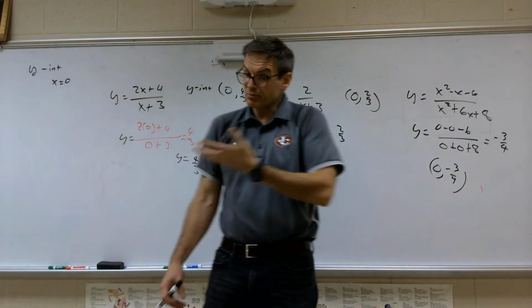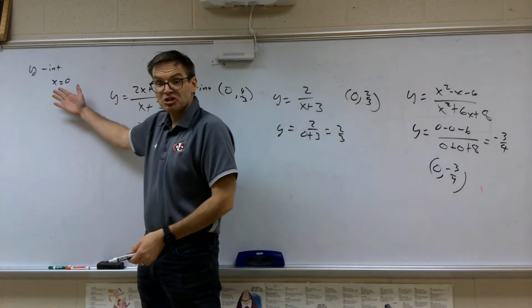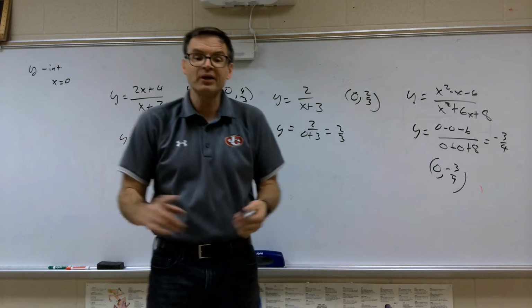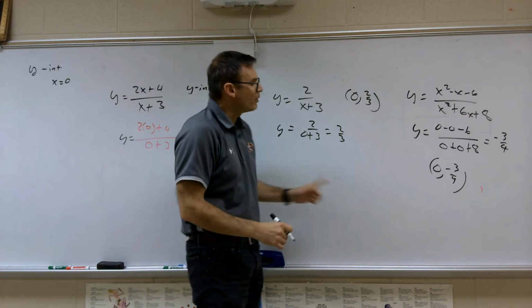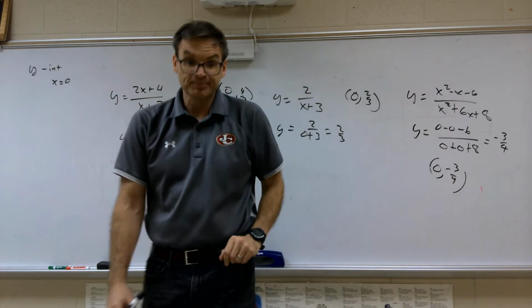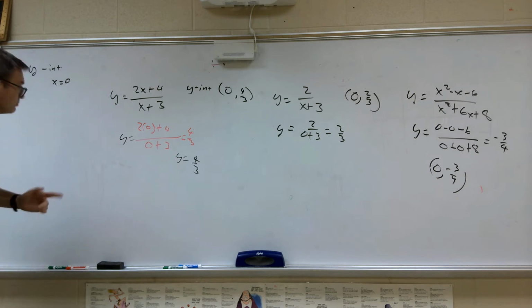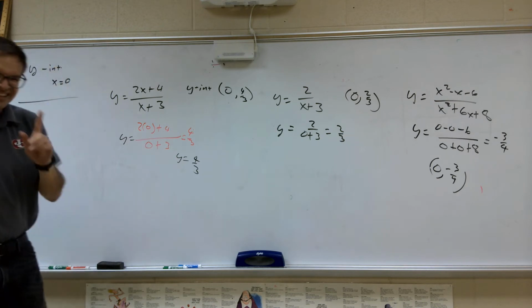The first one is, how do you find a y-intercept? Plug in 0 for x, figure out what y equals, and make sure to write it down as a coordinate. So you have the x value of 0 and the y value of negative 3/4. So one of the three things, find the y-intercept. Okay, next.